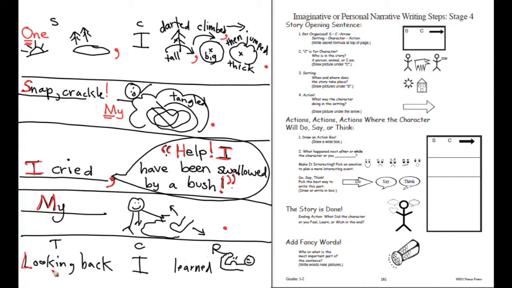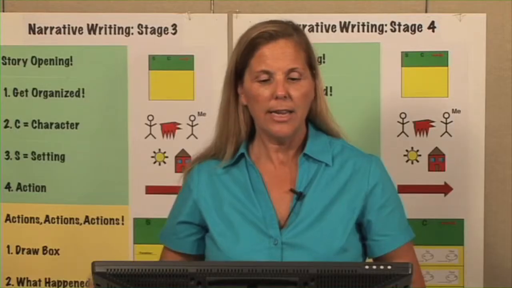Looking back, so we have our L. Looking back, that's my transition, so I need a comma. I learned to always go camping, or I learned my dad was a very strong man and could save me, period. So we have our quotation marks, we have our punctuation marks, our capitalization. Last thing we want to do is we want to go back.